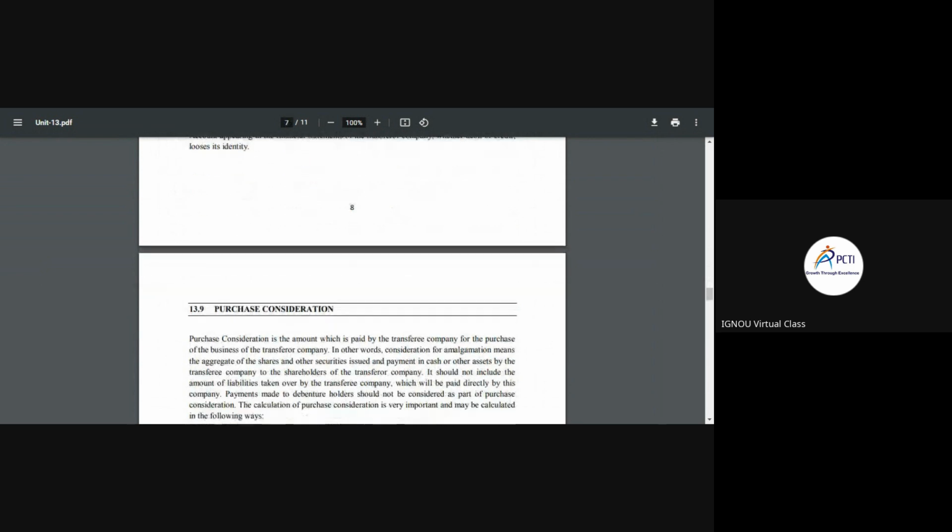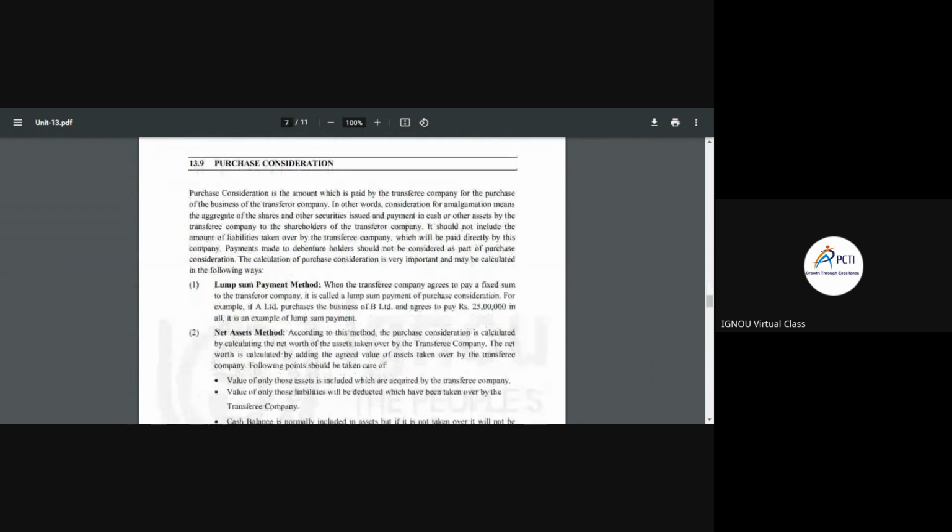Next one is purchase consideration. There are different methods for it. First one is lump sum method. When the whole amount is given in one go, that will be known as lump sum method. Next one is net asset method. When valuation is done through all the assets, then it will be known as the net asset method.